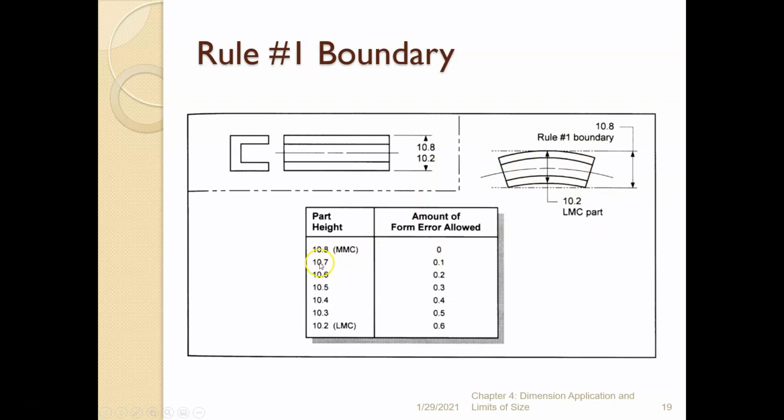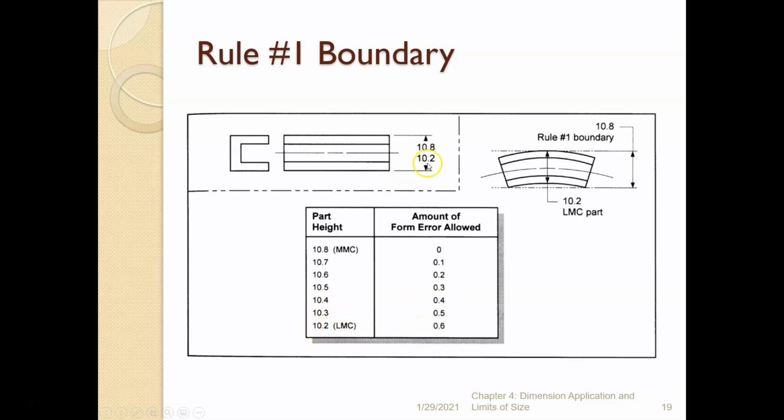If we make it at 10.7, it's allowed to bend slightly. How much can it bend? Well, 0.1, right? 10.7 plus 0.1 is 10.8. If we make the part at 10.6, now it can bend 0.2, so it can bend more, like this. At 10.5, it can have a form error of 0.3. At 10.3, now we're getting to a half a millimeter.